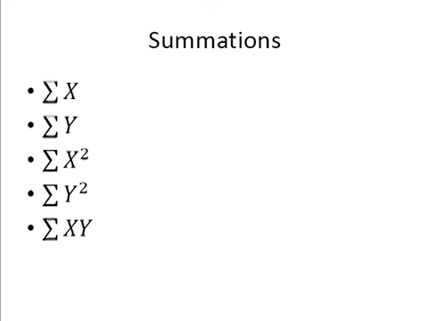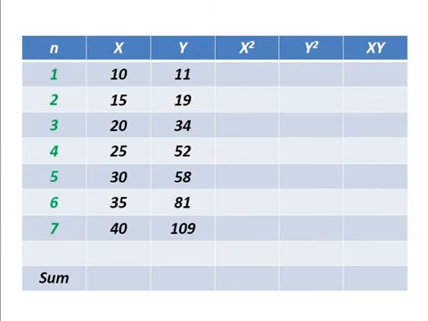The summation of x, summation of y, the summation of x squared, the summation of y squared, and the summation of the product of x and y. So let's have a look at the data set here. We have our data set x: 10, 15, 20, 25, 30, 35, 40, and we have our data set y: 11, 19, 34, 52, 58, 81, and 109.